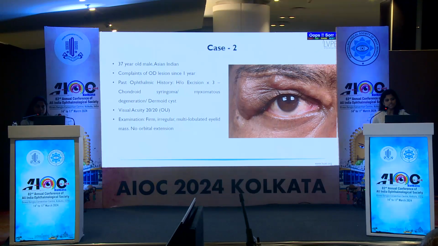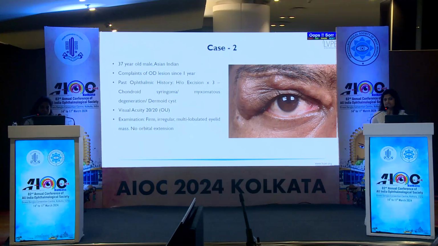And if you look into history as well, you can see that the patient has actually undergone 3 surgeries. And the diagnosis was different in different places. So he came with the report saying, in one place they called it a chondroid syringoma, another place they just called it myxomatous degeneration and a dermoid cyst. So there were different diagnoses that the patient came with, and he had these multiple multilobulated lesions which we could palpate very well. And the posterior extent of the lesion also was palpable.